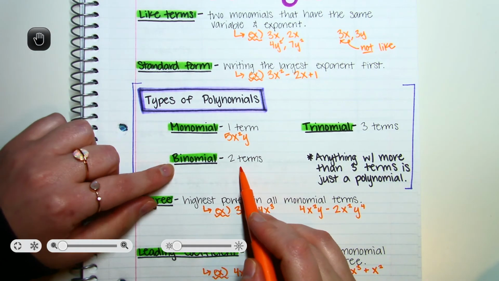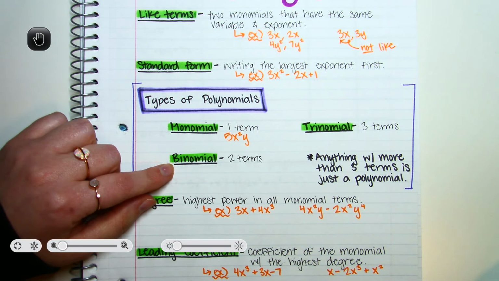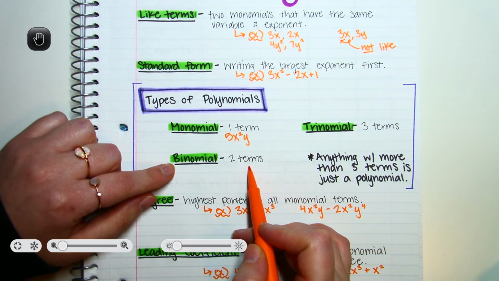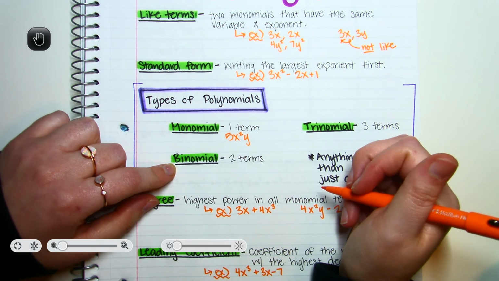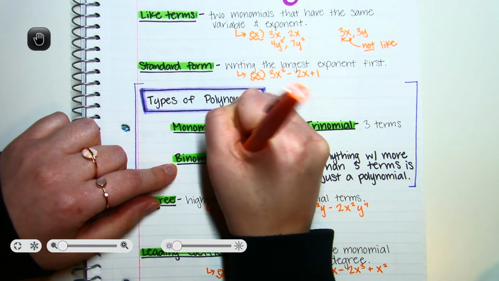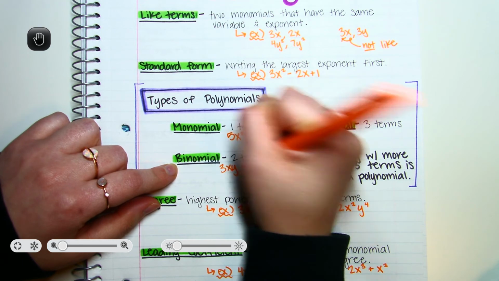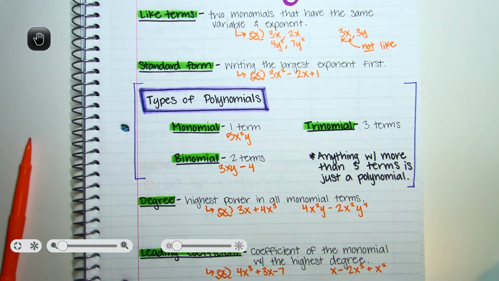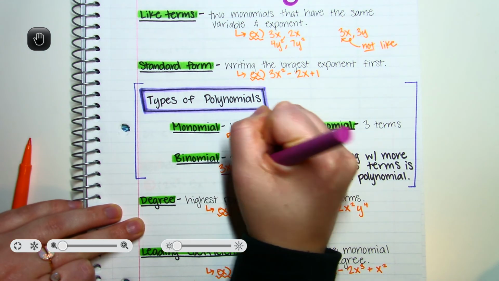Then a binomial. A binomial means it has two terms. So that could be anything with addition or subtraction in between. So let's say we had 3xy minus 4. This has two terms. First term, second term.